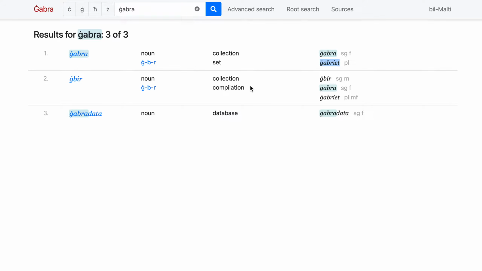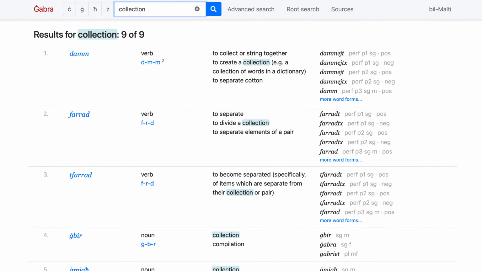All right. What if we would have typed collection instead of Ġabra? Let's find out. Well, there are different translations here to create a collection, and that's dam. And there you have a verb, and here you have the root consonants, and here's some of the conjugations. Obviously, you can click through, and by clicking on this one here.